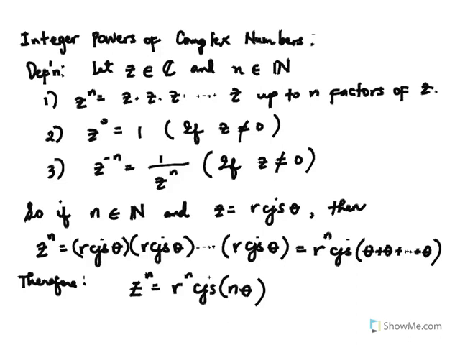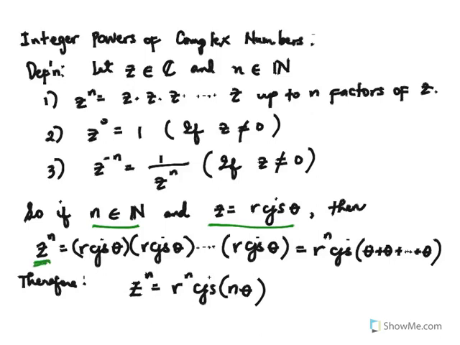If you have integer powers of complex numbers, the following properties apply. Let z be equal to a complex number and n be a natural number. Then z raised to n is equal to z times z times z times z up to n factors of z. Z raised to 0 is equal to 1 if z is not equal to 0. And z raised to negative n is equal to 1 over z raised to n, if again z is not equal to 0.